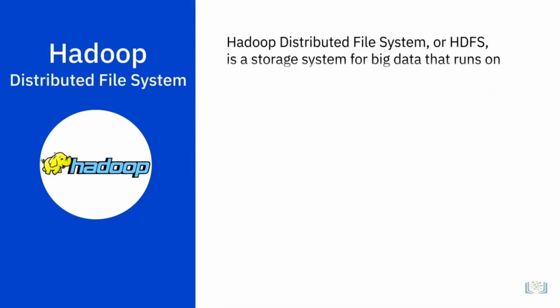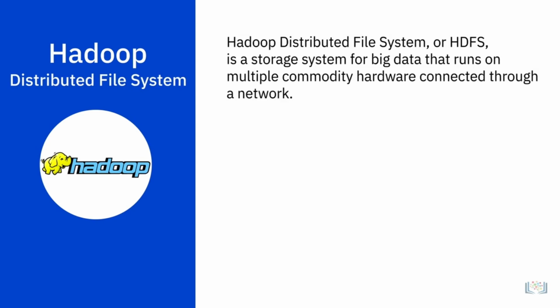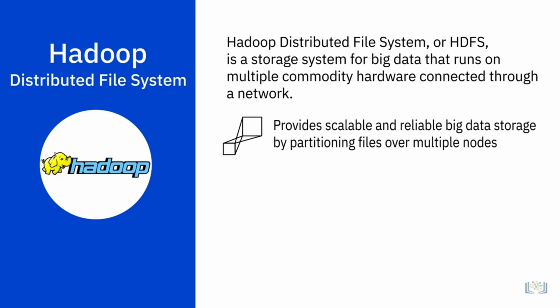One of the 4 main components of Hadoop is Hadoop Distributed File System, or HDFS, which is a storage system for big data that runs on multiple commodity hardware connected through a network. HDFS provides scalable and reliable big data storage by partitioning files over multiple nodes.